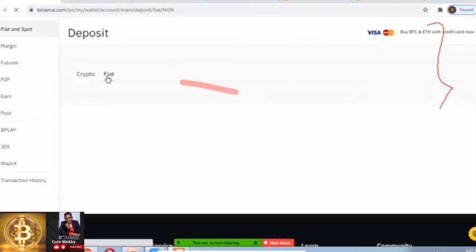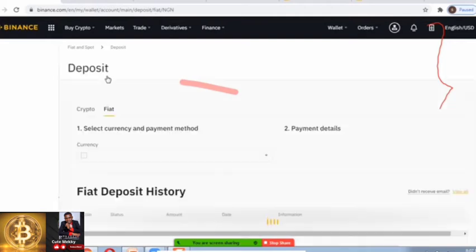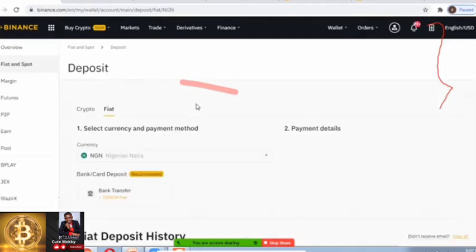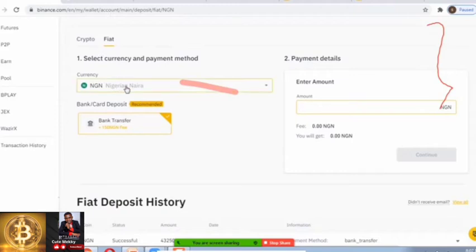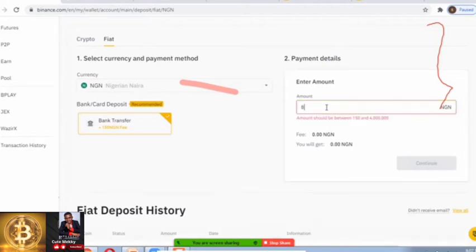So let's deposit fiat, which is our Naira. It's very easy and simple. What you do is ensure it's on fiat. Nigerian Naira should be chosen. There are other currencies here. Then bank transfer. Then let's say let me deposit as little as 8,000 Naira. Now Binance will charge you 150 Naira for fee, while this will reflect in your account.